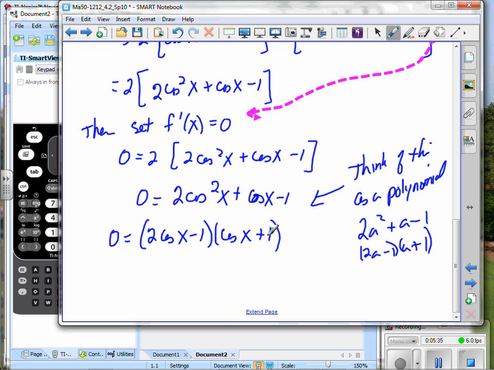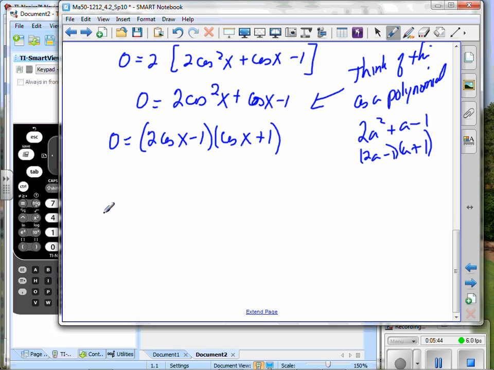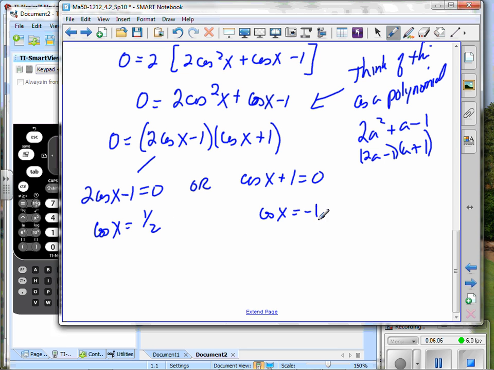Now, whether or not that was immediate to you to think of that depends on how well you're able to see the polynomial format in something other than just 2a squared plus a minus 1. Now that we've got this, then we can say that 2 cosine x minus 1 is 0, or cosine x plus 1 is equal to 0. Now we can split those factors up. Cosine x equals 1/2. Cosine x equals -1.